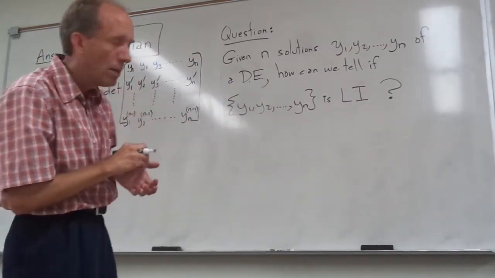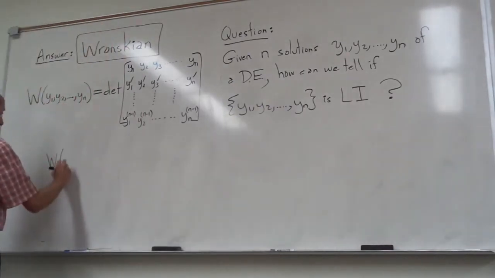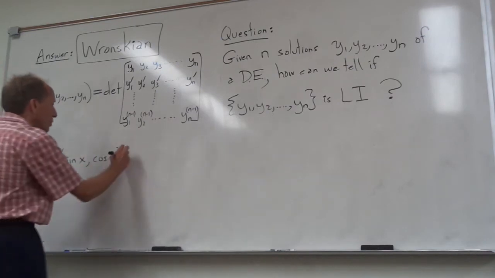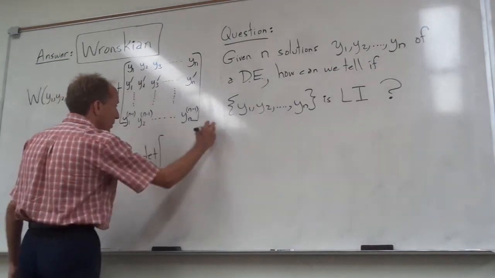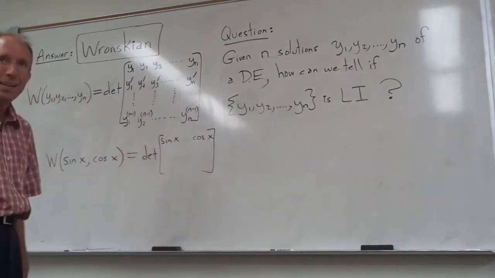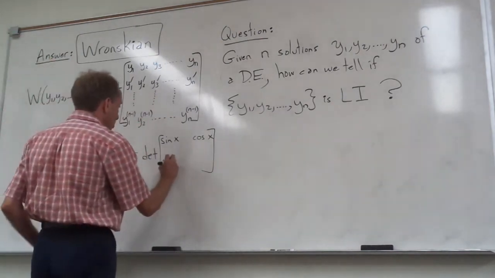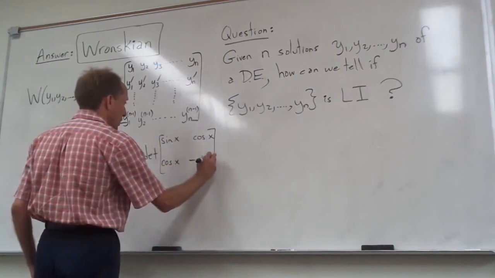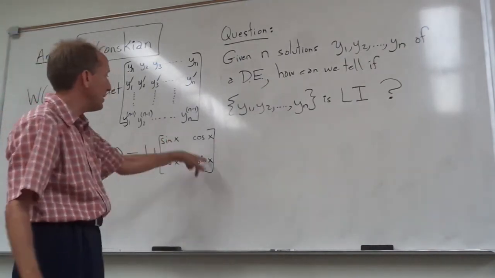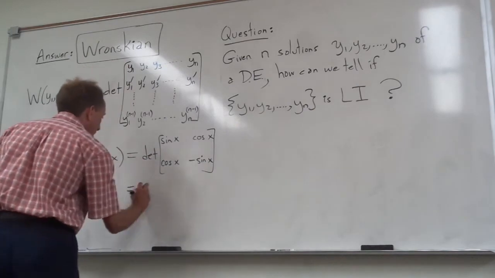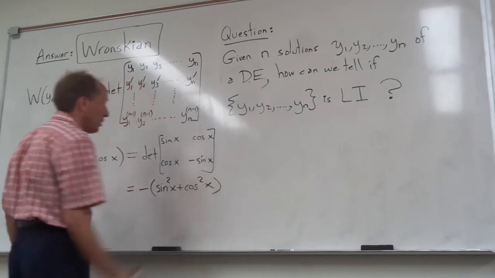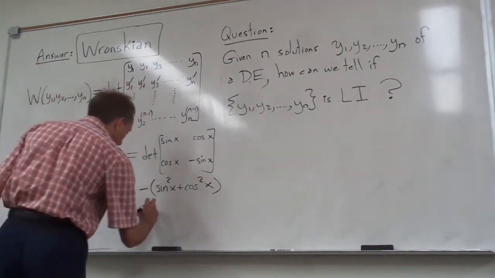Let me just do a quick example. If I wanted to know the Wronskian of sine of x and cosine of x, this is a pretty small example, we would just take the determinant of the matrix. We put the two functions on the top, sine of x and cosine of x, and we simply differentiate down the matrix. So cosine of x goes here, negative sine of x goes here. You take this determinant, you use AD minus BC if you want. You're going to get negative sine squared of x plus cosine squared of x if you work that out, and that's just negative 1.